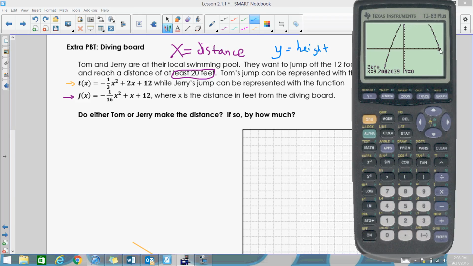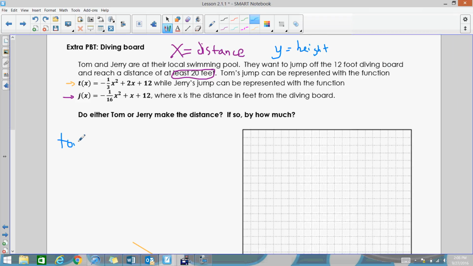And what is the x-intercept? 9.7. So did Tom jump 20 feet? Tom is a no-go. Tom equals no, because his x-intercept is, what do we say, 9.7? Oh man, he didn't even come close to that. Comma 0.